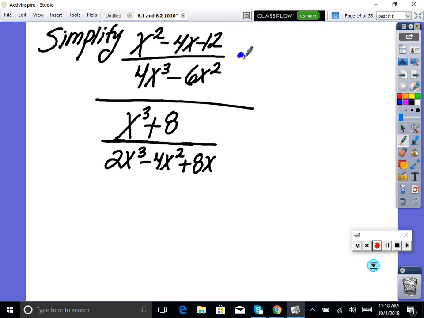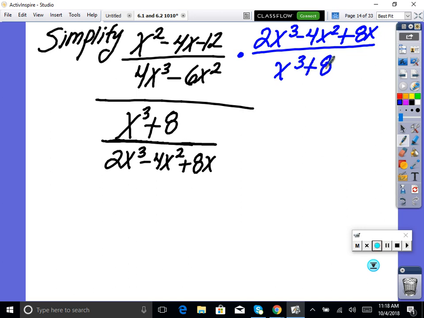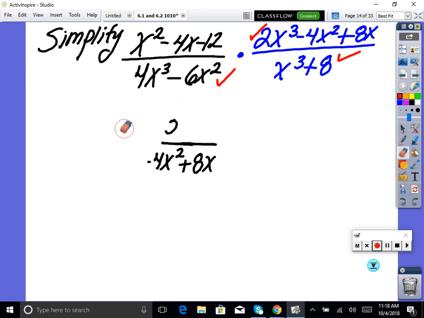So we flip the second, giving me this: 2x cubed minus 4x squared plus 8x. And then on bottom, I now have x cubed plus 8. And then you'd say, but this is really a division problem, so I've got to restrict here, here, and here. Well, to restrict, we're going to want it factored. So let's factor each piece. So with multiplication, our first step is to factor all the pieces.